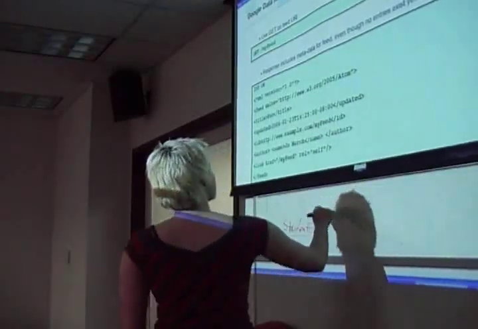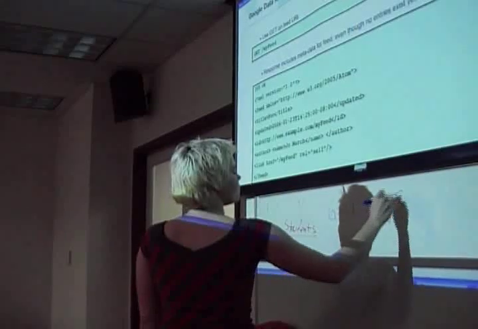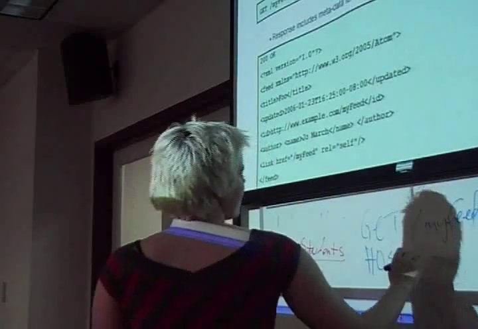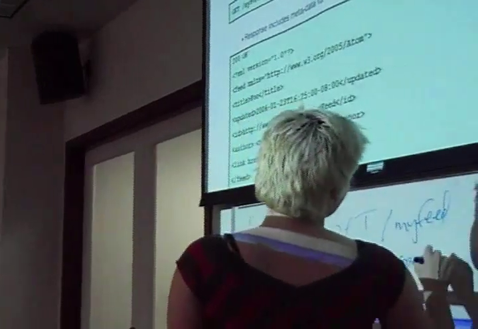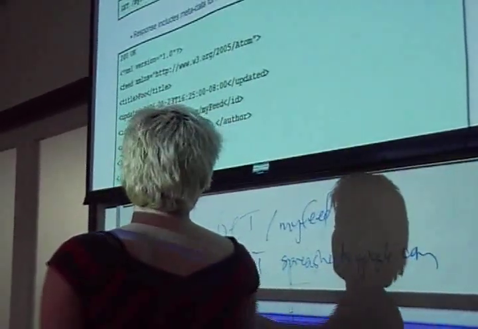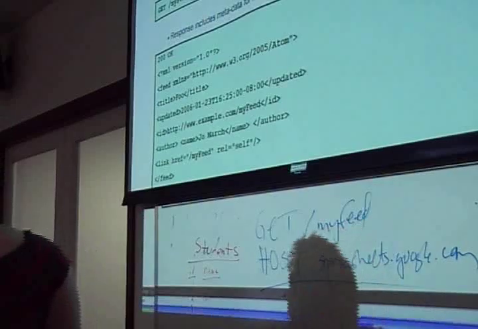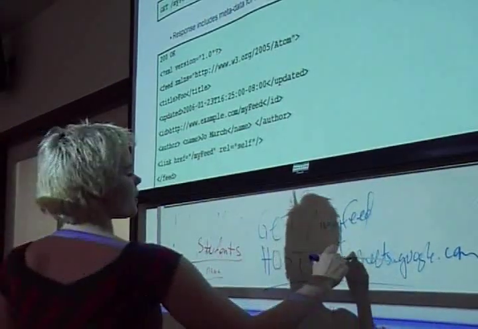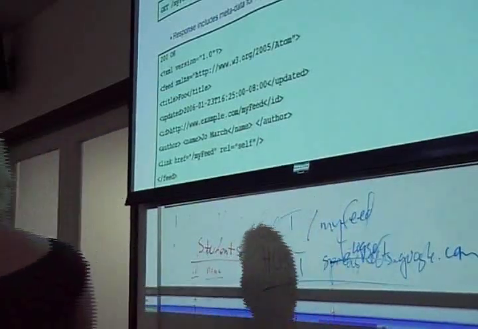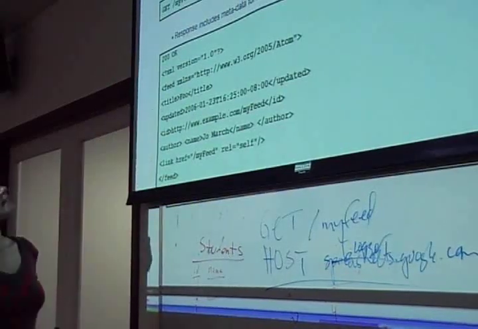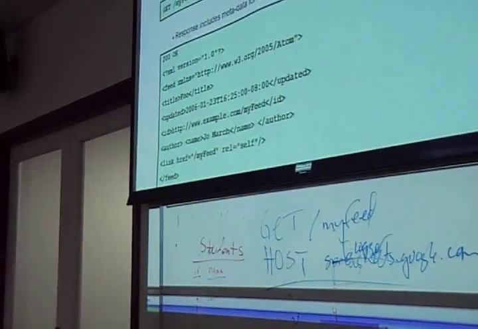A full request would actually have a host in it as well, like spreadsheets.google.com, and they would just concatenate that together. In this case, I think we're getting a blogger entry, so it's going to be like blogger.google.com/myfeed. So we send that request, and then we get back a status that says 200 OK. That's an HTTP status code. Other status codes you might be familiar with are 404.